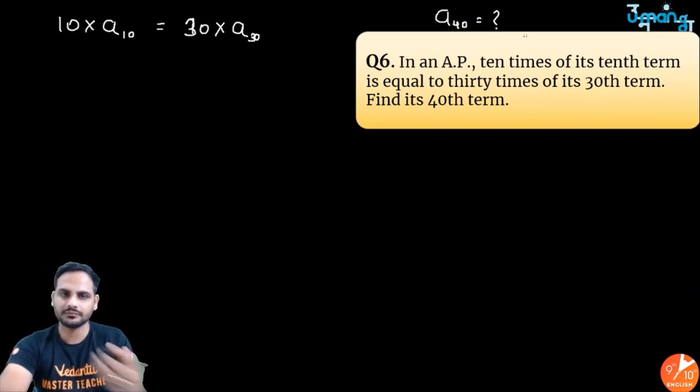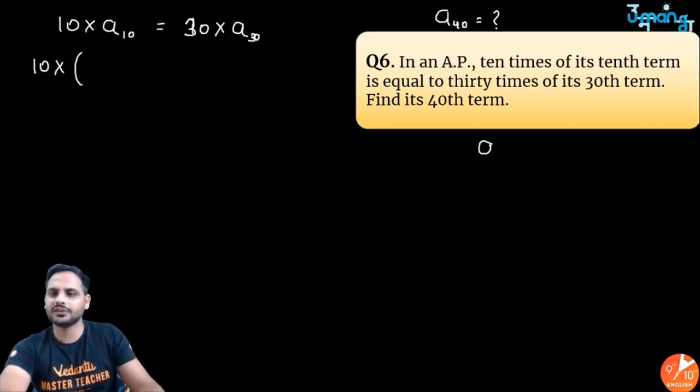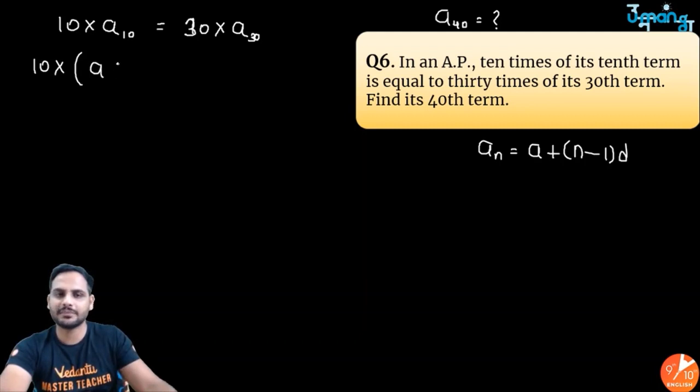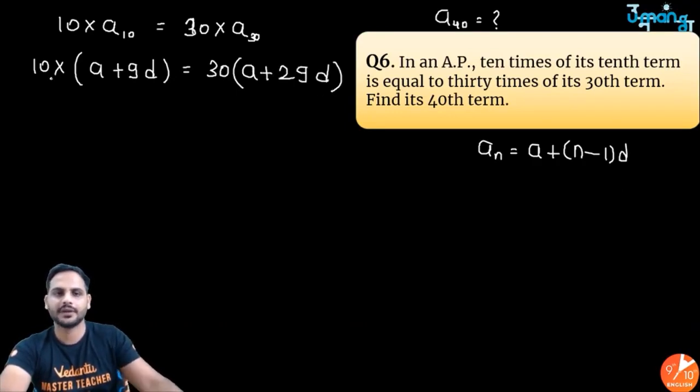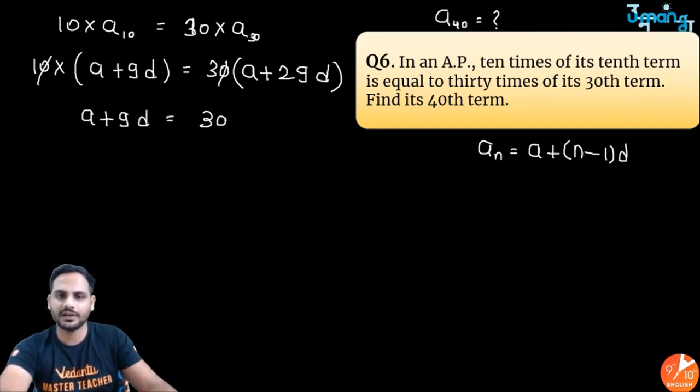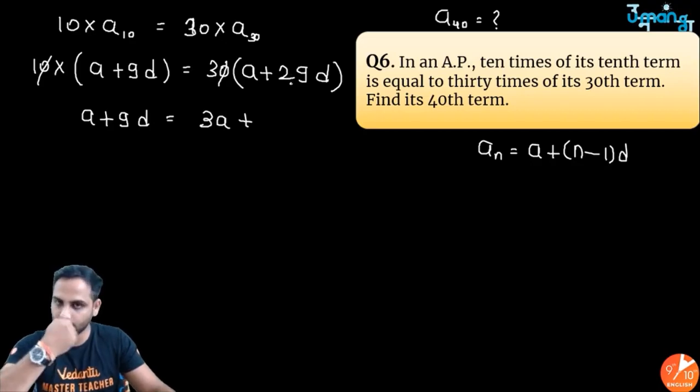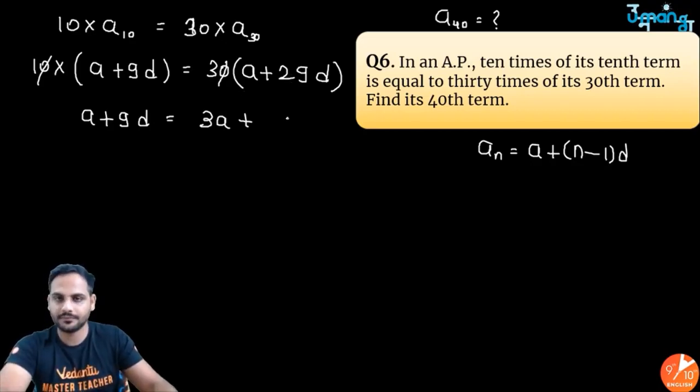Correct. So I will simplify this part. So 10 times of the 10th term. How do I write the 10th term? Using the formula An is equal to A plus N minus 1 into D. So the 10th term will be A plus 10 minus 1 into D, so A plus 9D, is equal to 30 times of the 30th term, which will be A plus 30 minus 1, that is 29D. Multiply this part, or if you want, you can cancel this 10 with 30. So if I shift this 10 in division, it will be left with 3. So A plus 9D is equal to 3 into A is 3A plus 3 into 29. So 3 into 29 will be equal to 87D.